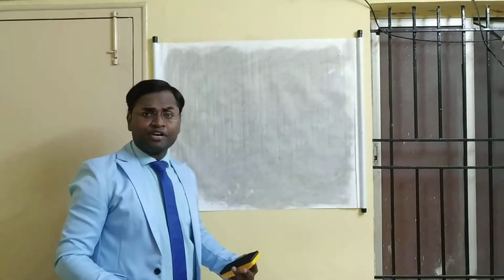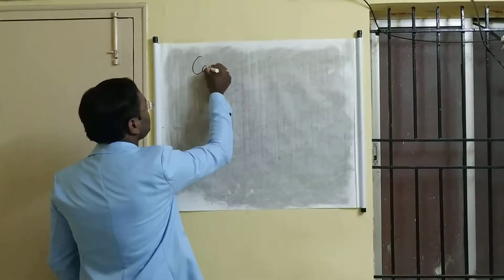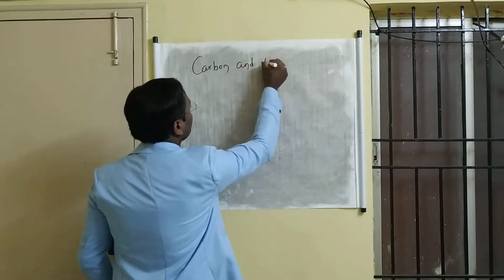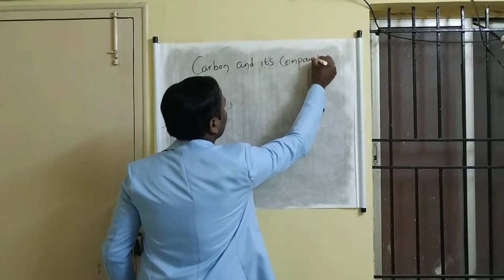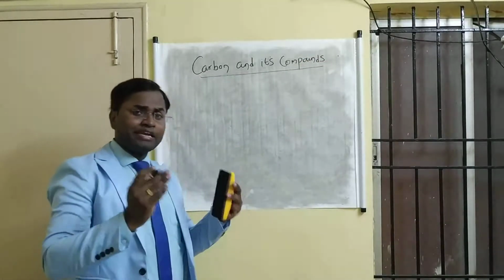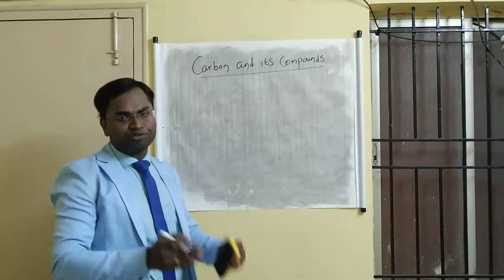This is Prithviraj. Today, my topic is on carbon and its compounds. This is a very important and a very interesting chapter for CBSE 10th class science, chapter number 4.